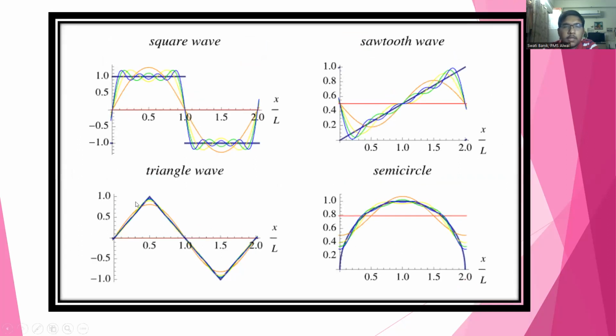Here we have the graphs of square wave, sawtooth wave, triangle wave, and semicircle waves. These all can be converted into Fourier series of sine and cosine functions.